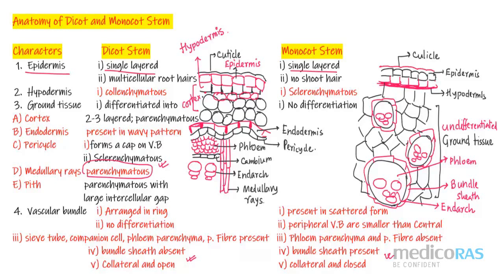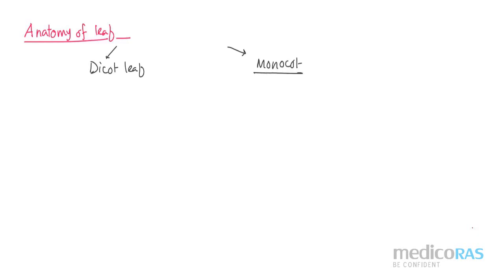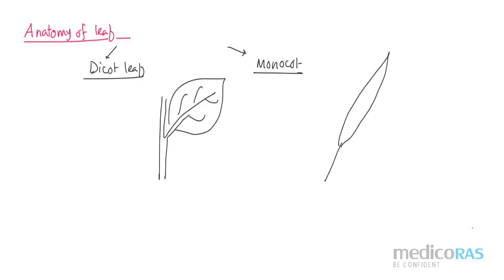After this, the anatomy of dicot and monocot stem. Now let's see the anatomy of leaf. In case of anatomy of leaf, we have again two more concepts, that is dicot leaf and the monocot leaf. The very basic idea about the dicot leaf is it has one broad kind of leaf-like structure, and if we check the monocot, it is narrower.